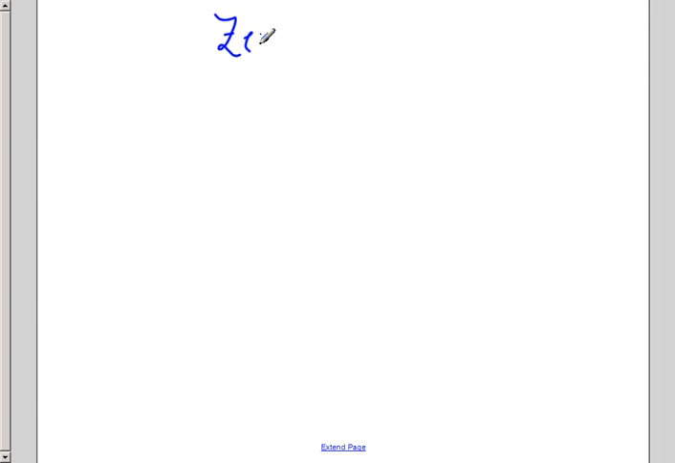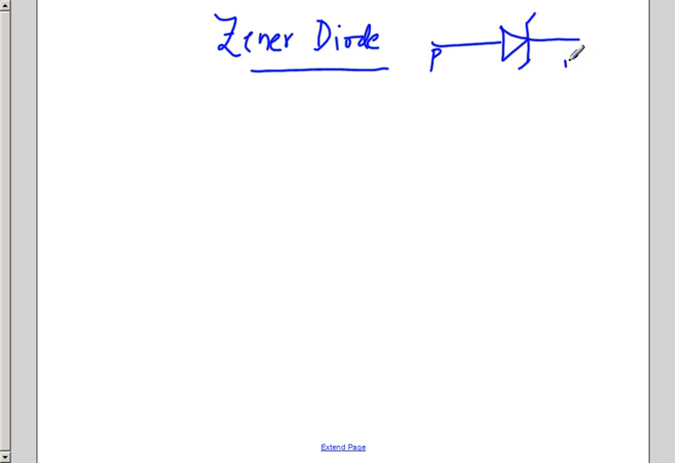Zener diode. The symbolic representation will be in this form. It's similar to the p-n junction diode, only it will be in the form of Z, and this will be p-type, this will be n-type, plus, minus, anode and cathode. Diode means di, two electrodes, anode and cathode. One will generate the electrons, the other will collect the electrons. That's the role of anode and cathode.